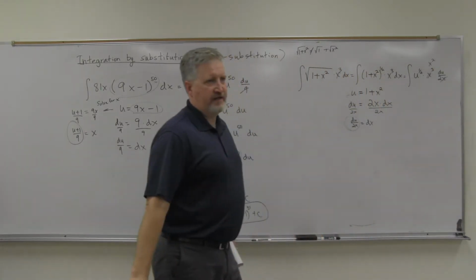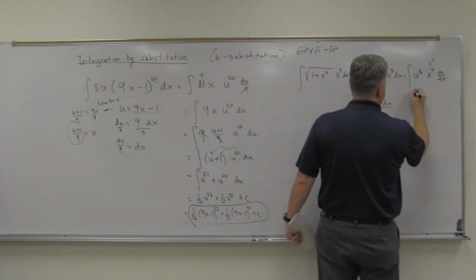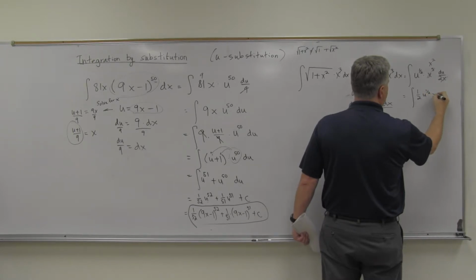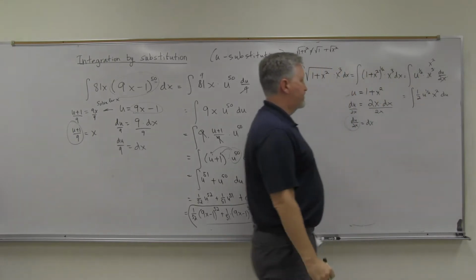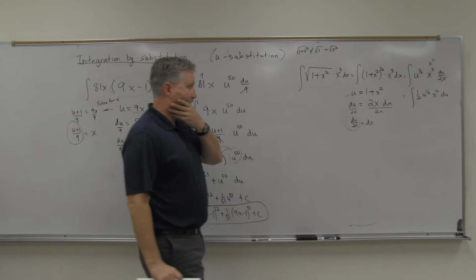The x will cancel into the x cubed and leave me an x squared. So I have, let's write it this way, 1/2 u to the 1/2 x squared du. So I pulled that 1/2. Whatever fraction you have here usually pulls out front. That's usually how they do it.